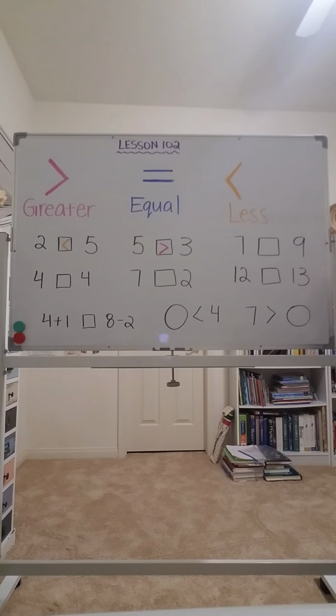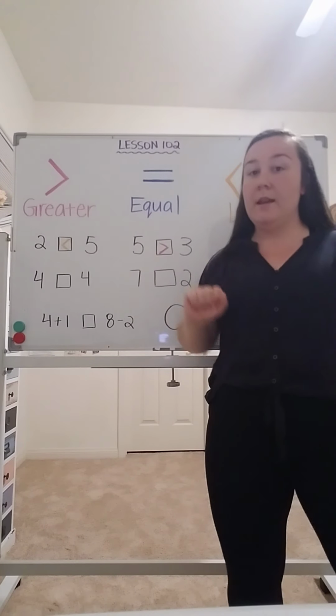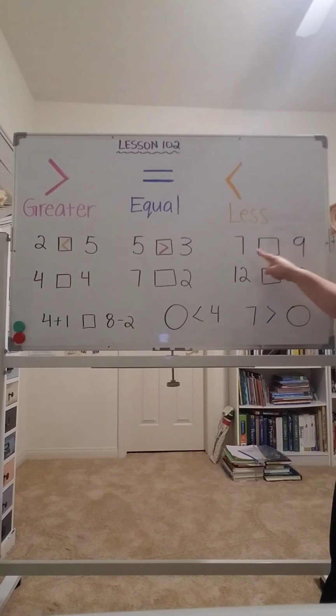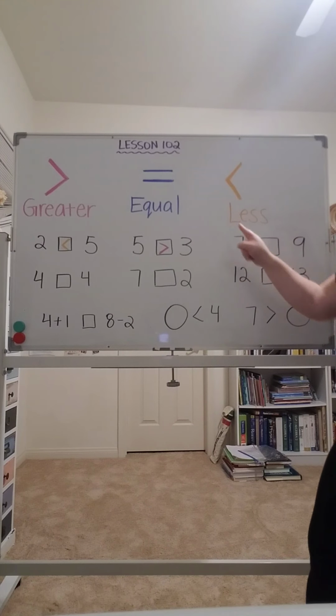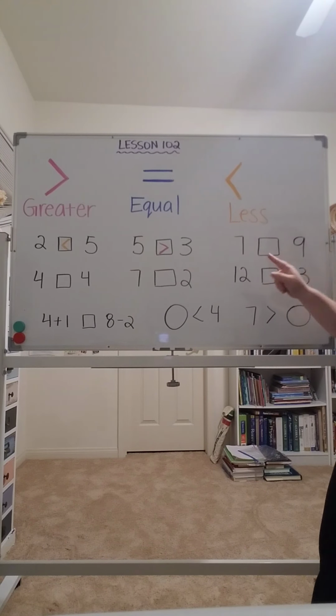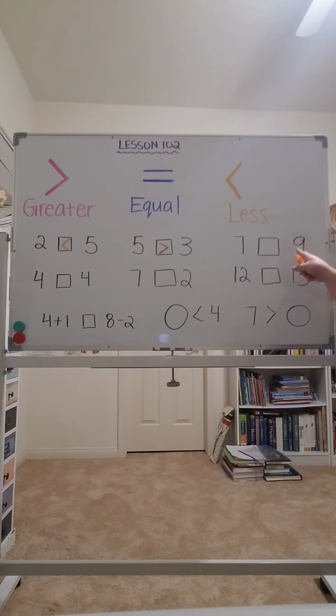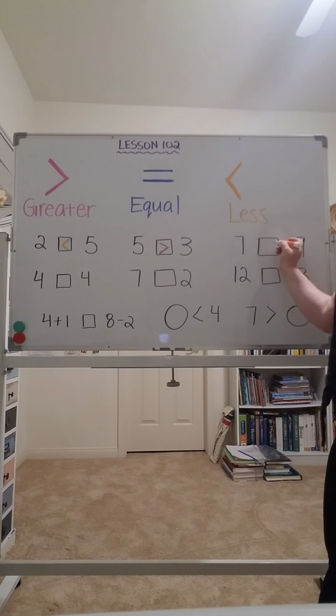All right, now we have 7 and 9. Is 7 greater than 9? Is 7 equal to 9? Or is 7 less than 9? 7 is going to be less than 9, so we're going to use the orange. 7 is less than 9. Okay?